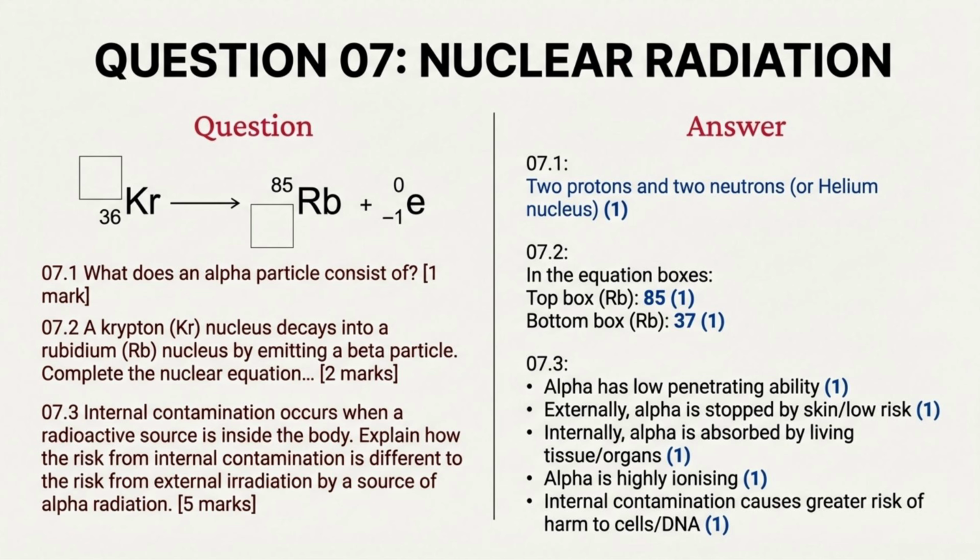07.2 gives us a nuclear decay equation. We have krypton, symbol Kr, decaying into rubidium, symbol Rb. And we can see from the equation it's emitting a beta particle. A beta particle has a mass number of 0 on top and an atomic number of -1 on the bottom.